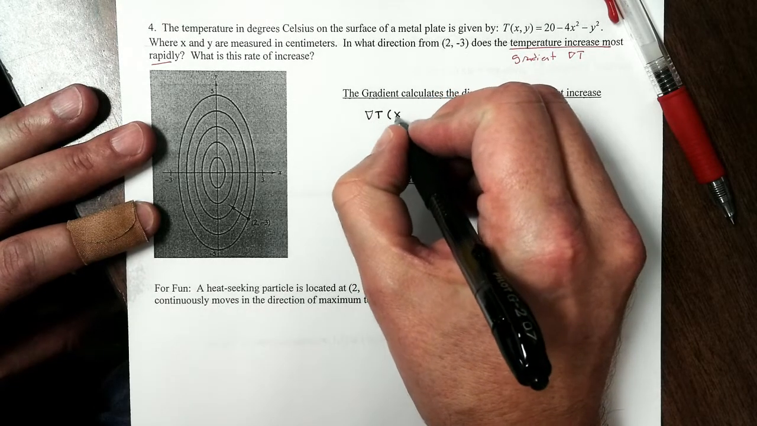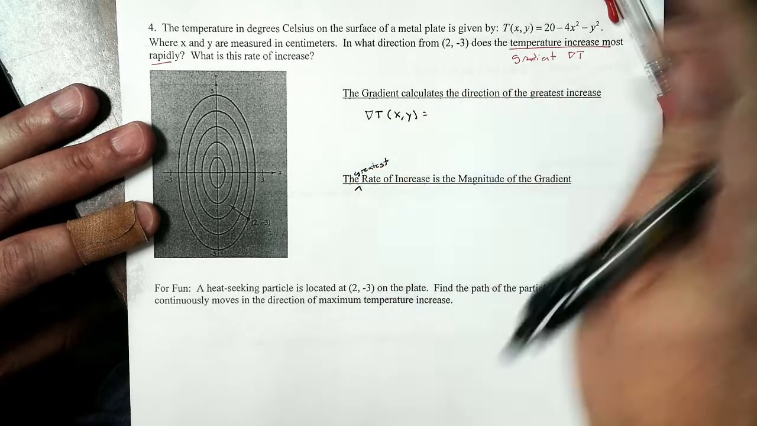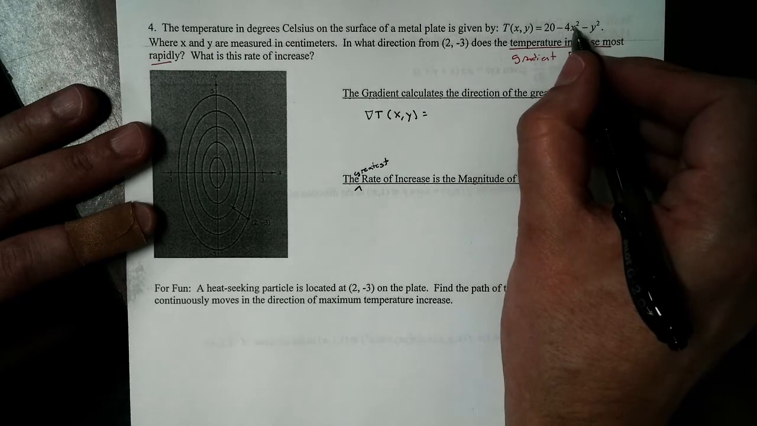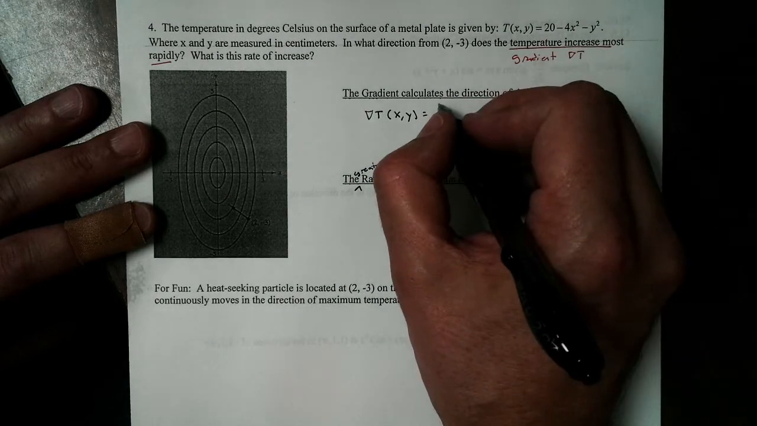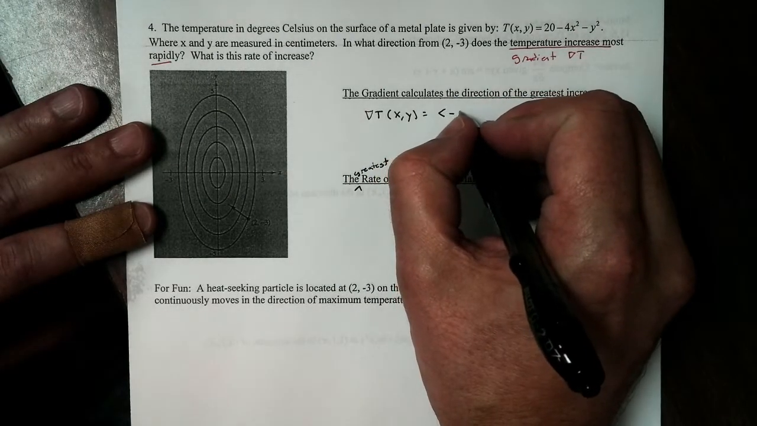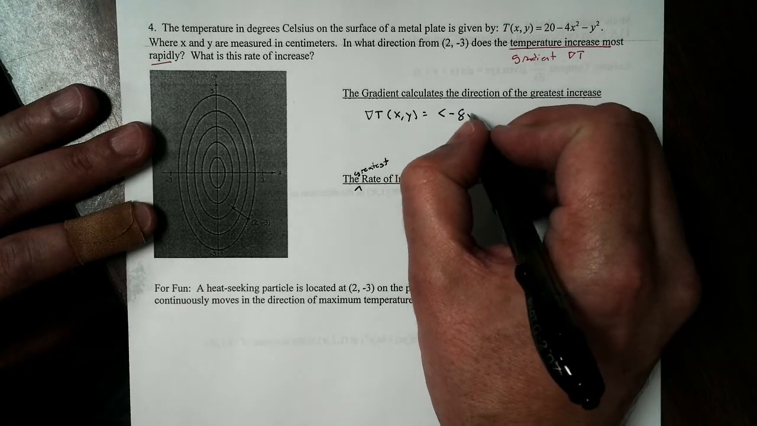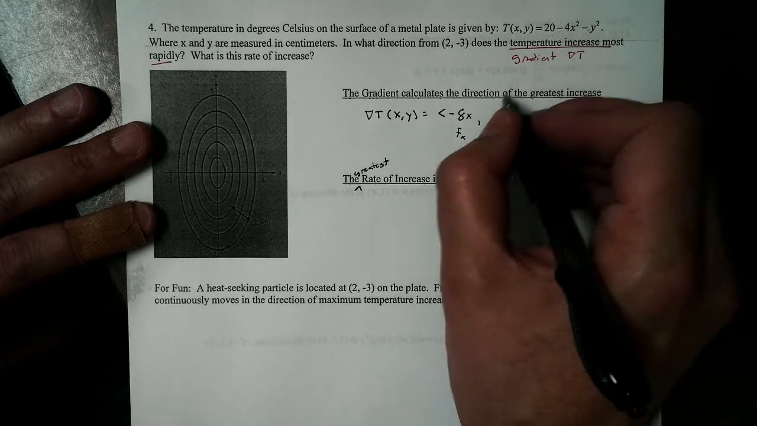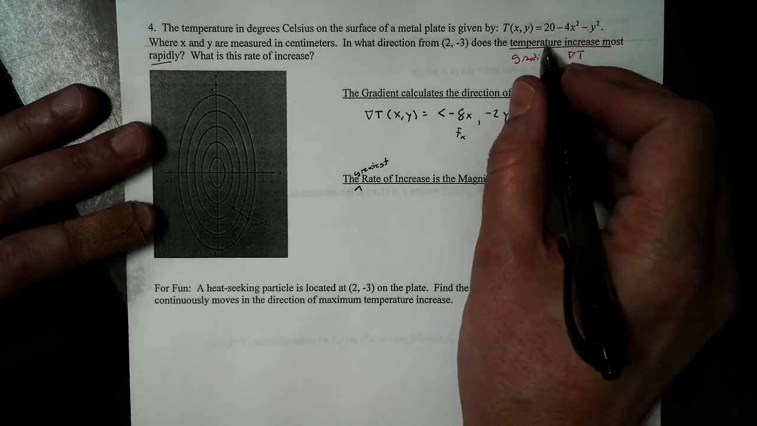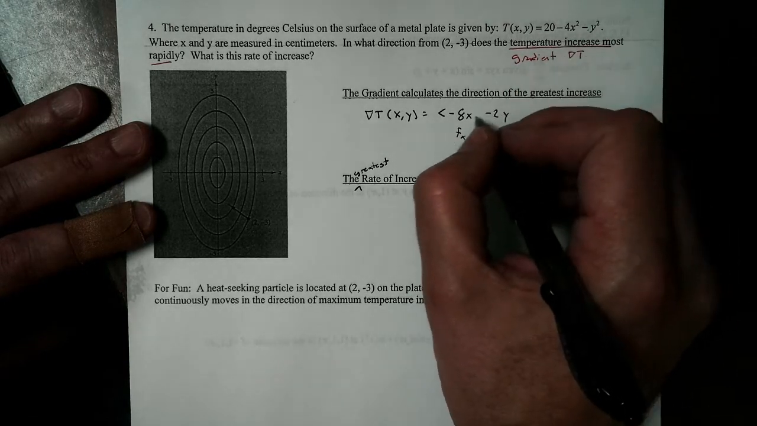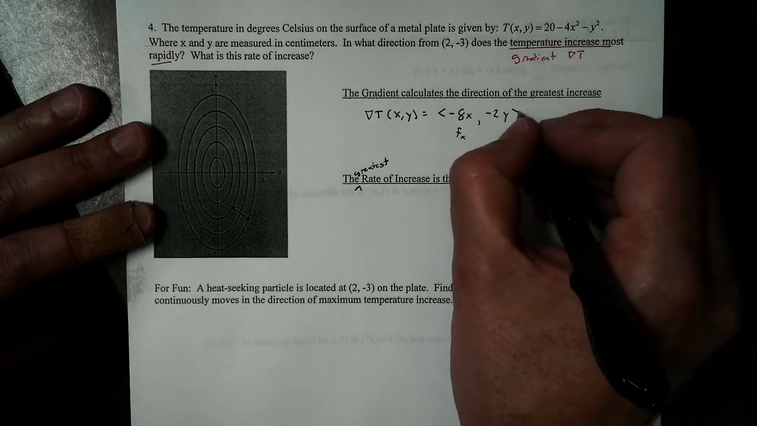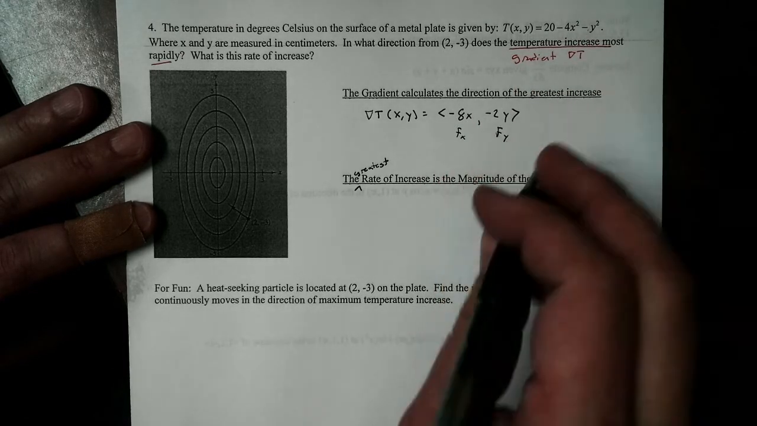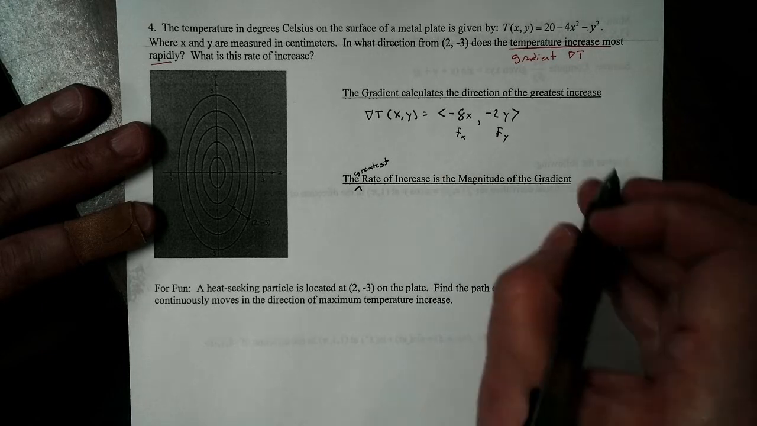The gradient is a function of X and Y. Up here, this is just going to become -8x for my change in x. That's my fx. So we get -8x. And here we get -2y. We don't have to worry about the 20 and the 4x squared here because those are constants in terms of y. So that's our fy right there, and that's our gradient.